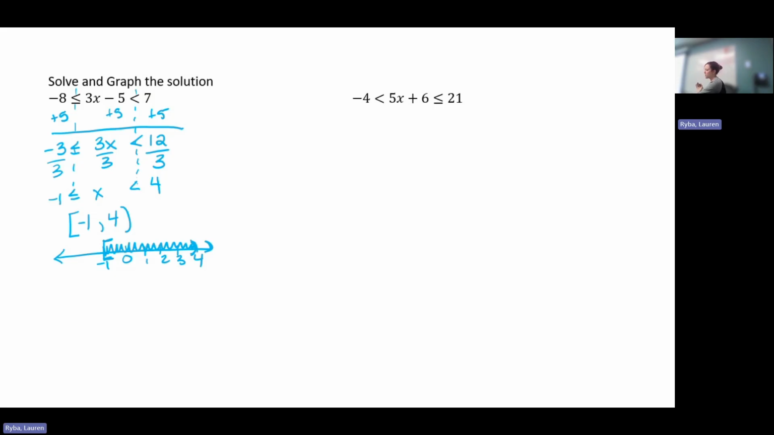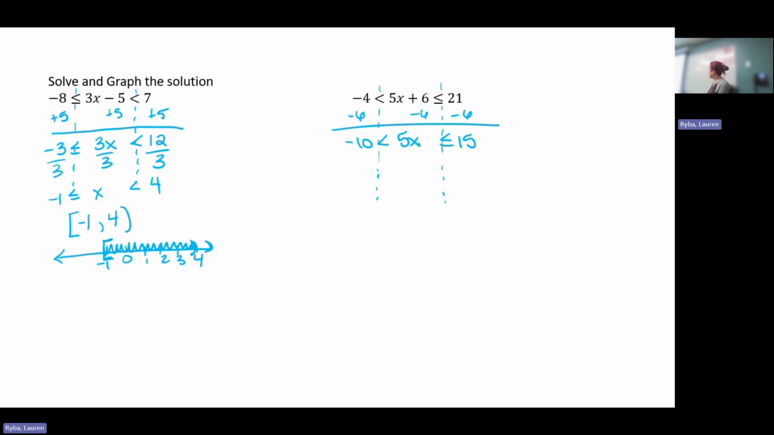All right, so one more like this. -4 is less than 5x plus 6 is less than or equal to 21. So we're going to do that same thing, break it up, and work with where your x is located in the middle here. So I'm going to get rid of that plus 6 first, subtracting 6 from both sides. So -10 is less than 5x is less than or equal to 15.